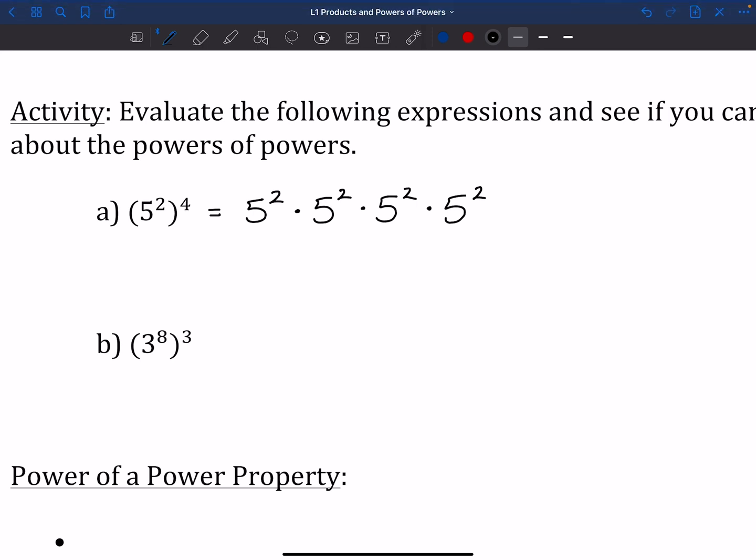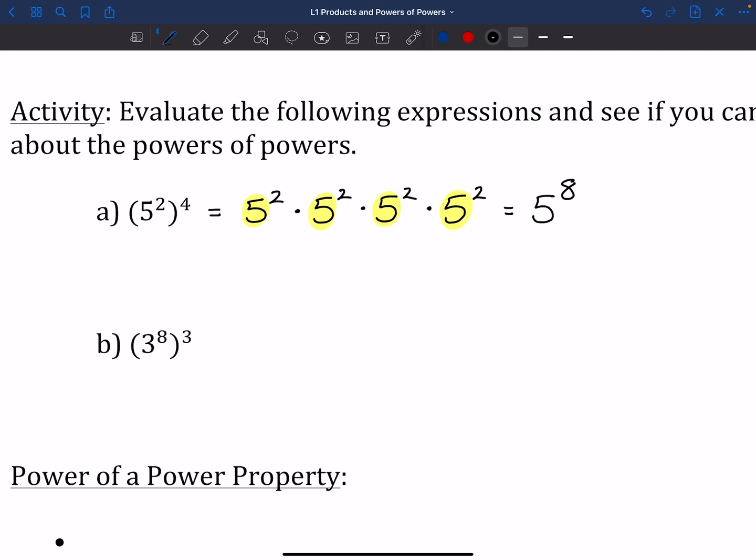So now what I'm noticing is that I can actually use that property we just learned about, right? All of these have the same base. They're all starting with that 5. What I can do is add up all those exponents together, so 2 plus 2 plus 2 plus 2. When I do that, I'm going to get 5 to the 8th power. And again, you might be able to figure out the little trick we can do to make this a little shorter.